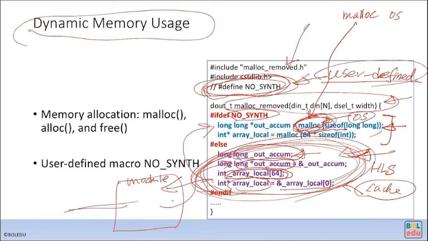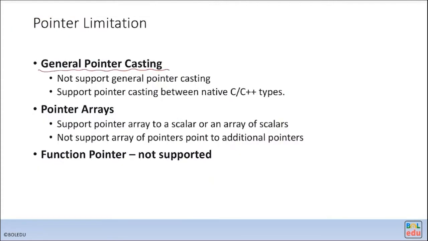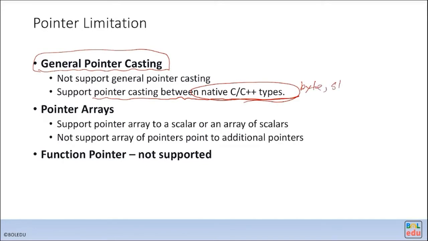Okay, pointer limitations. First, it could not support general pointer casting. But pointer casting can happen between native C++ data types. What are the native data types? Like byte, short, integer, float or double. Those are the native C++ types. Then you can do pointer casting.